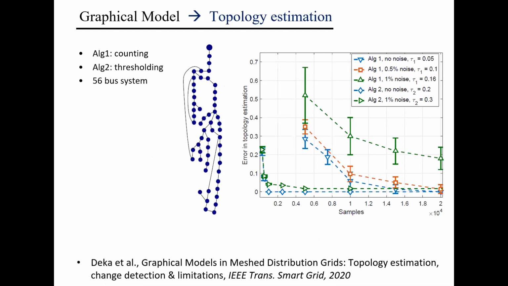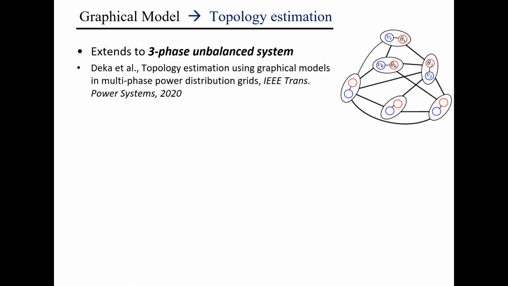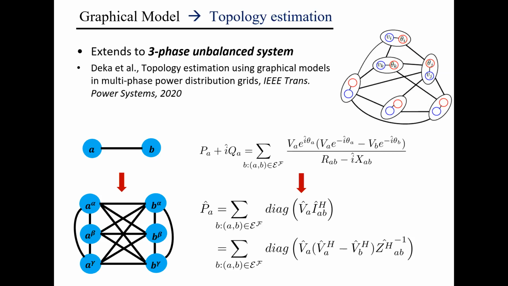And this was all for balanced power systems, by the way, whatever I talked about. So this means you have voltages at each node, which is just one complex quantity with voltage magnitude and phase. The graphical model-based schemes also extend very naturally to three-phase unbalanced systems.